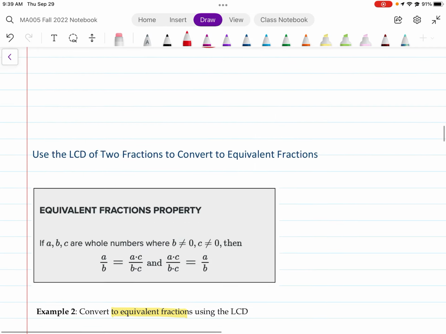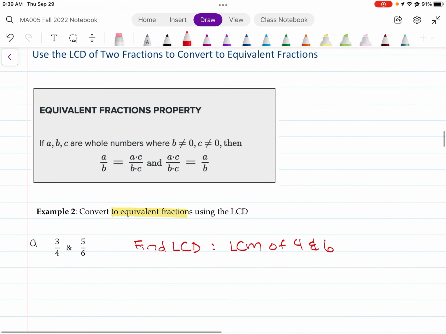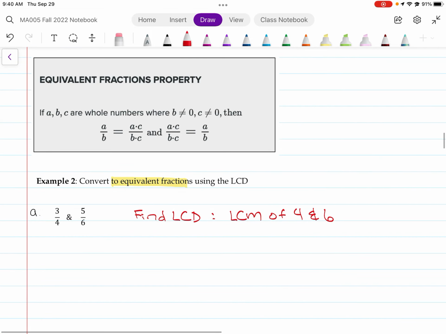So you can go through the process we just did, but with small numbers, it's usually something you can think through if you have your multiplication facts down. Okay, so the least common multiple is going to be 12. Okay, so does 4 go into 12? Yes. Does 6 go into 12? Yes, it's the smallest number I can think of.